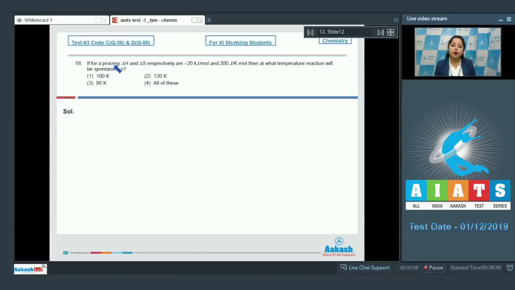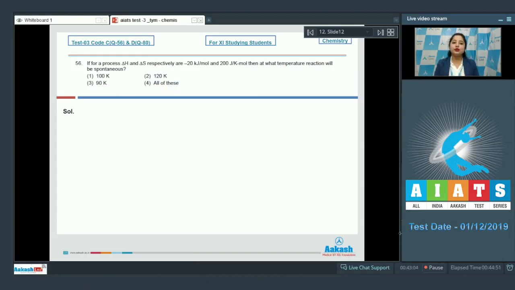56. If for a process delta H and delta S respectively are minus 20 kilojoules per mole and 200 joules per Kelvin per mole, then at what temperature will the reaction be spontaneous? The options are 100 Kelvin, 120 Kelvin, 90 Kelvin, or all of these.